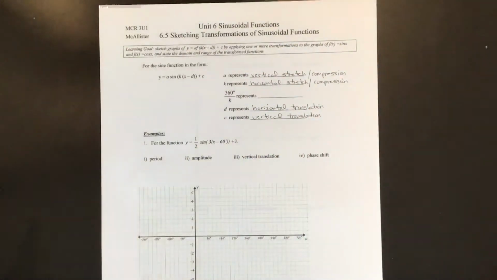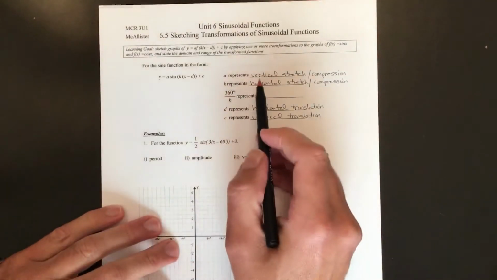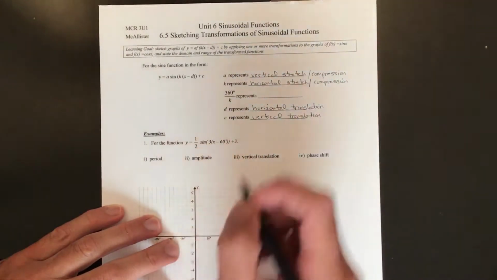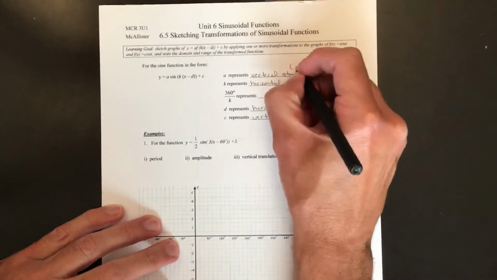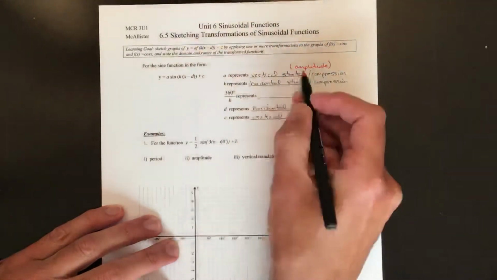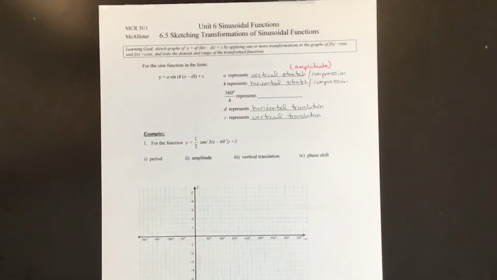Okay, so in fact, the A, K, D, and C are still the same things that they were before. But in this unit, dealing with periodic functions, they take on a slightly different meaning. So what I mean by that is, A, even though it's a vertical stretch compression, when you're dealing with periodic functions, is now referred to as the amplitude. So A represents amplitude, which is still your vertical stretch compression, right? You're changing how much that graph goes up and down.